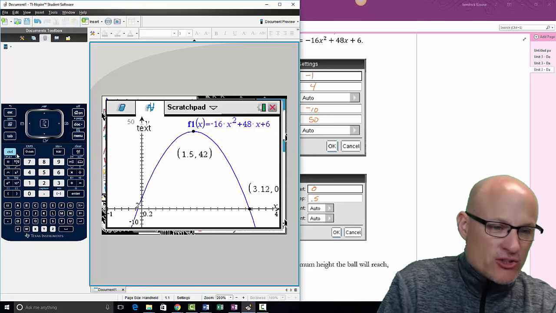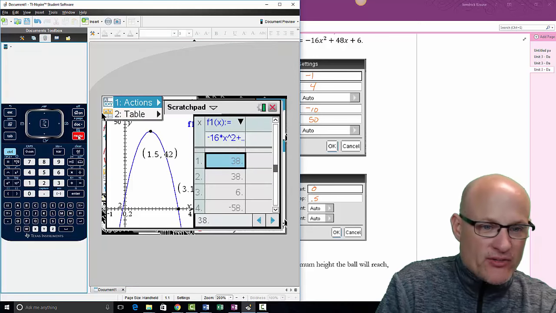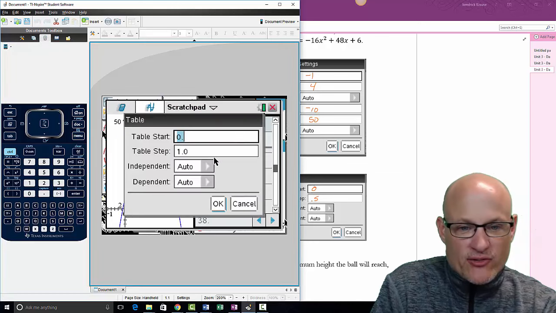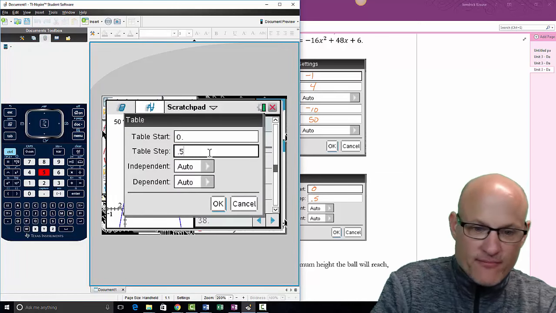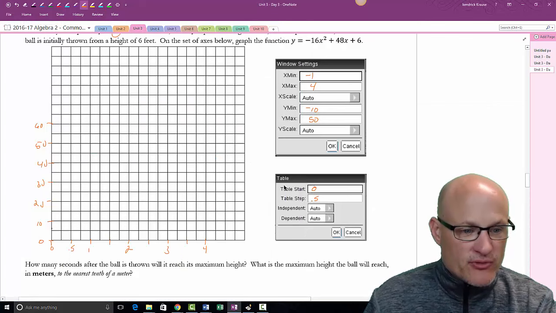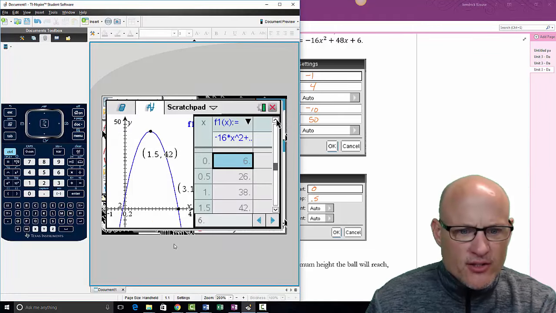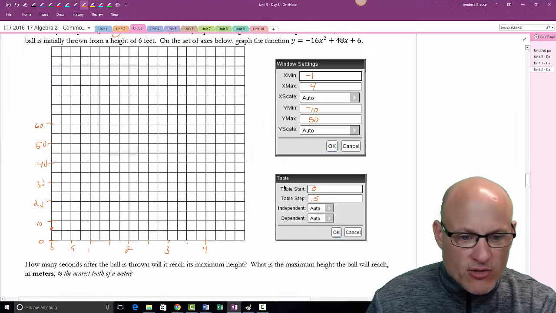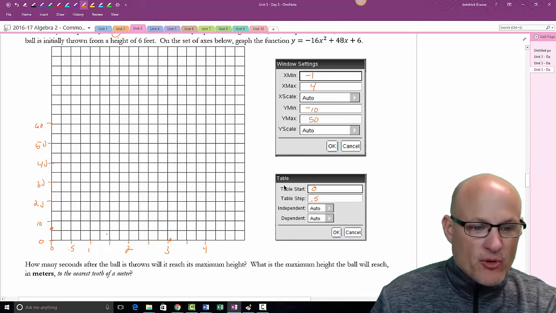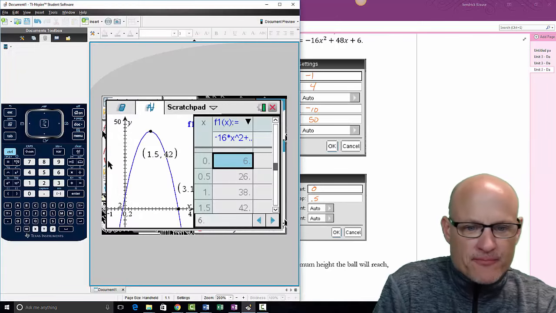Let's go to the table, Control T. We've got to go to menu, and we decided we're going to change the table settings so that this was 0.5. And we know 0 was 6 because it started 6 feet in the air. It even said it in the problem. So 0 is 6. We know at 3.1, it's going to hit the ground again. So right about there, it's going to hit the ground again. We also know at 1.5, it was at its maximum height of 42. We already know that. So let's put the rest of it in.